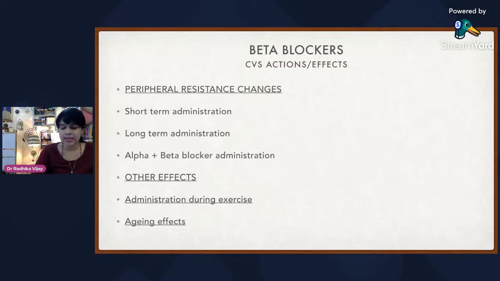Other effects: the sinus rate is decreased. Then conduction is decreased, especially in the atria and the AV node. Other effects are in the state of exercise, and you need to understand this also. In the state of exercise, when the heart is very active, there is a greater depression of the heart rate and the heart contractility. But in this particular exercise state, the cardiac output is not much affected.